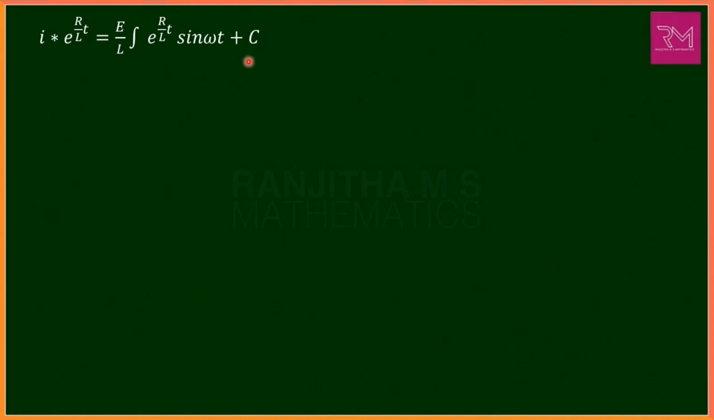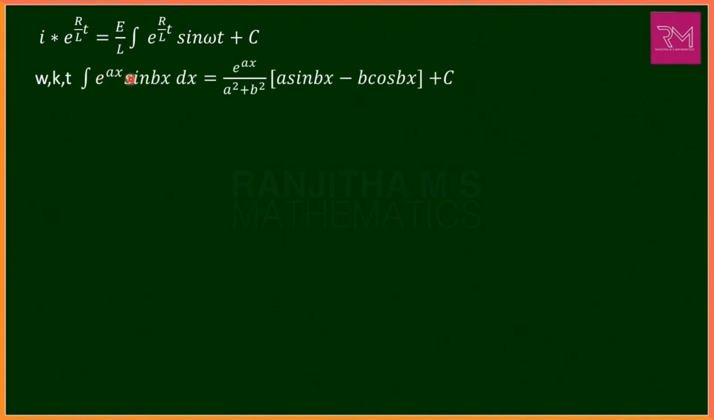To solve this type of problem, we must remember some standard integration formula. So the integral of exponential power R by L into t into sin omega t is of the form integral of e power ax into sin bx dx. We know that this is equal to exponential power ax divided by a square plus b square into a sin bx minus b cos bx plus C. Here in the place of x we have t. So this is of the form e power ax into sin bx.